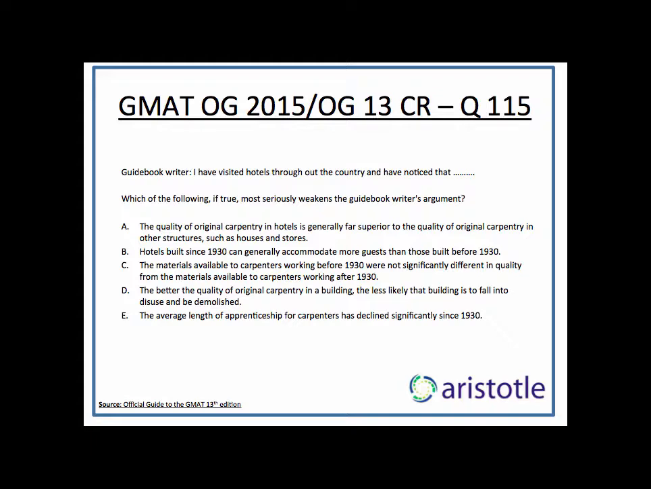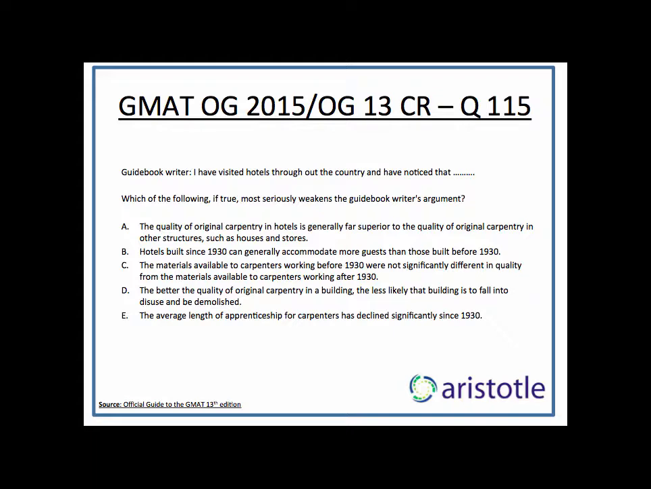This is a classic question testing you on the concept of representativeness. In case you don't know what that is, please look it up in the critical reasoning book. So representativeness, how is it being used here? The writer is assuming that the hotels he has seen, the hotels from before 1930 and the hotels after 1930, are representative of all hotels of that particular time period. That is what he's assuming.